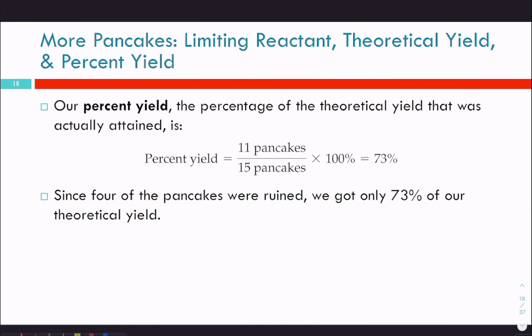We can take that actual yield and our theoretical yield and calculate a percent yield. So what percent of the pancakes did we make successfully? If we take our 11 pancakes, which is our actual yield, and divide it by our theoretical yield, multiply by 100, we get that we only got 73% of the pancakes that we set out to make.